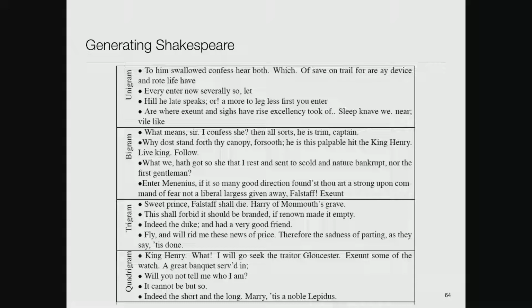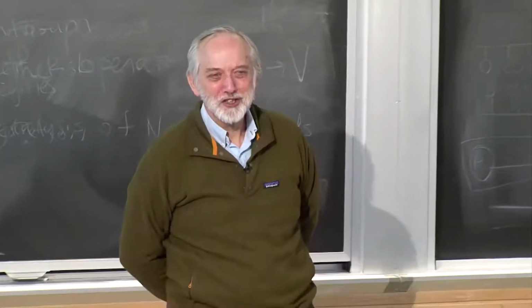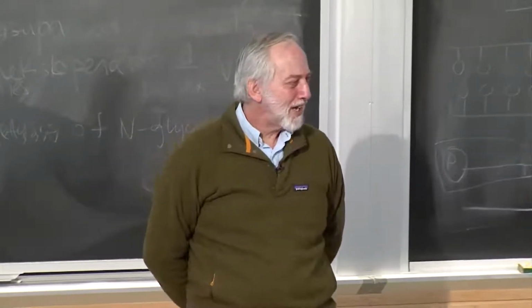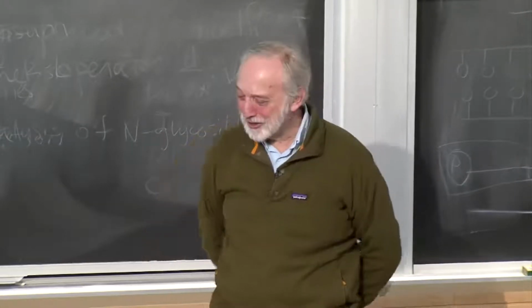And with trigrams, we get sweet prince, Falstaff shall die, Harry of Monmouth's grave, etc. Okay, so this is beginning to sound a little Shakespearean. And if you go to quadrigrams, you get King Henry, what? I will go seek the traitor Gloucester. Exunt some of the watch, a great banquet served in, etc. You know, I mean, when I first saw this, like 20 years ago or something, I was stunned. This is actually generating stuff that sounds vaguely Shakespearean and vaguely English-like.